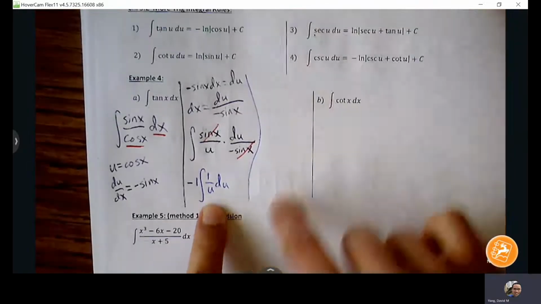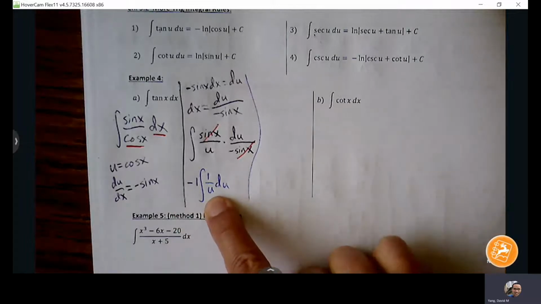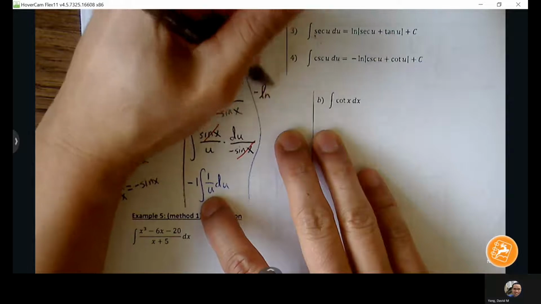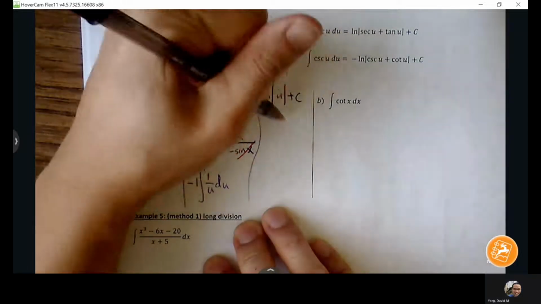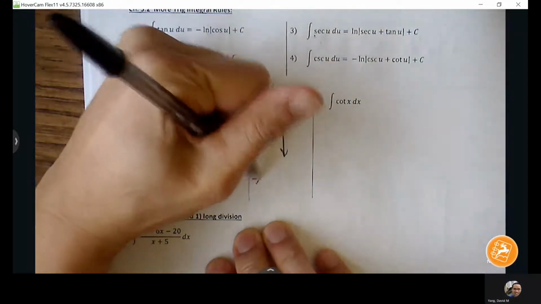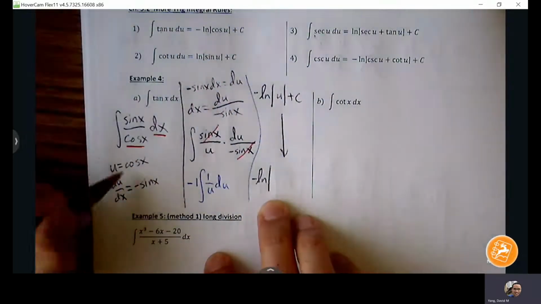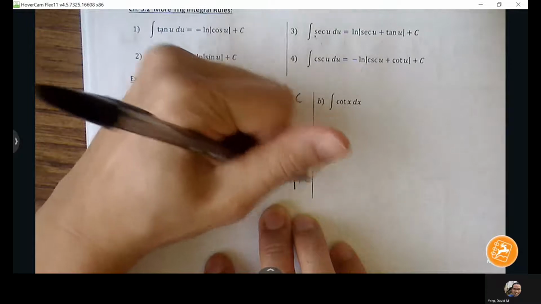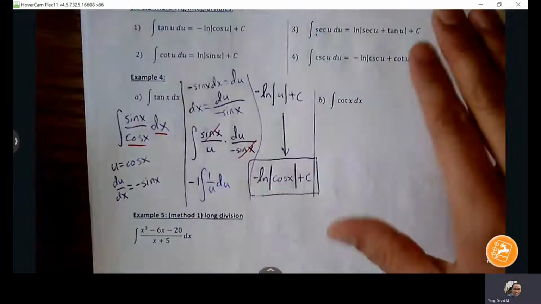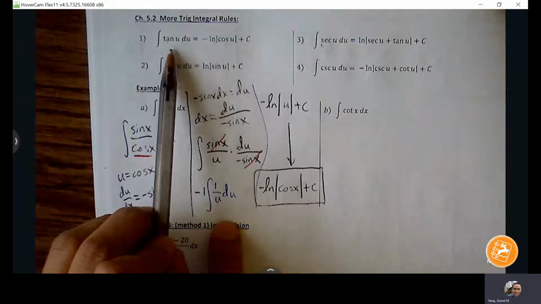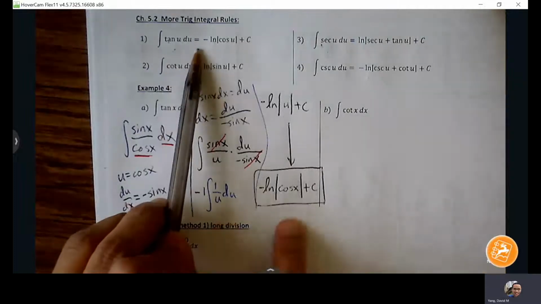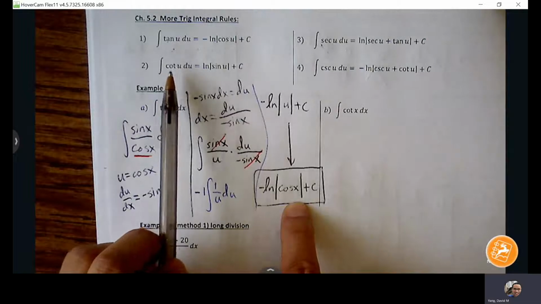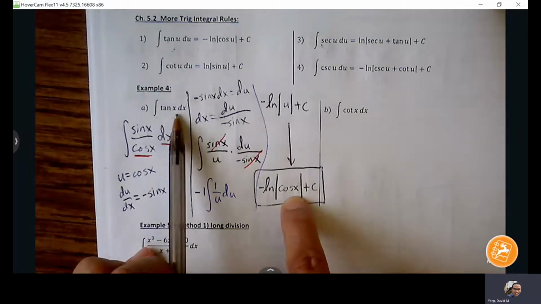So we have a rule that we can handle this with, right? 1 over u is natural log. The negative stays though. Replace the u back in terms of x. So that's where this rule is coming from. The integral of tangent of u is equal to negative natural log cosine of u plus c. But we have x's here, so that's why it's showing up as x's.